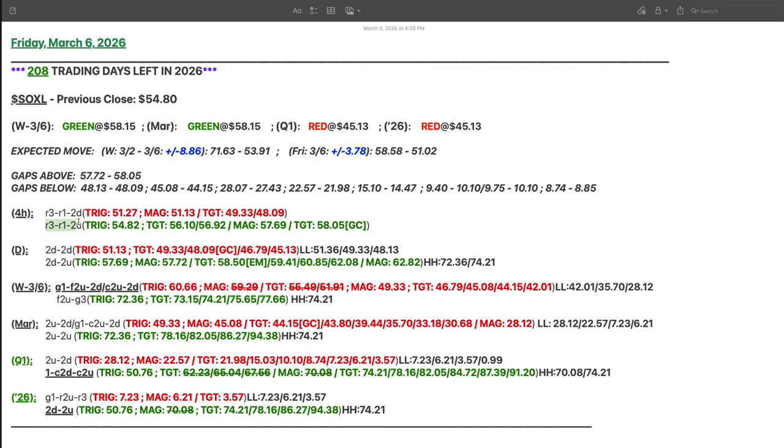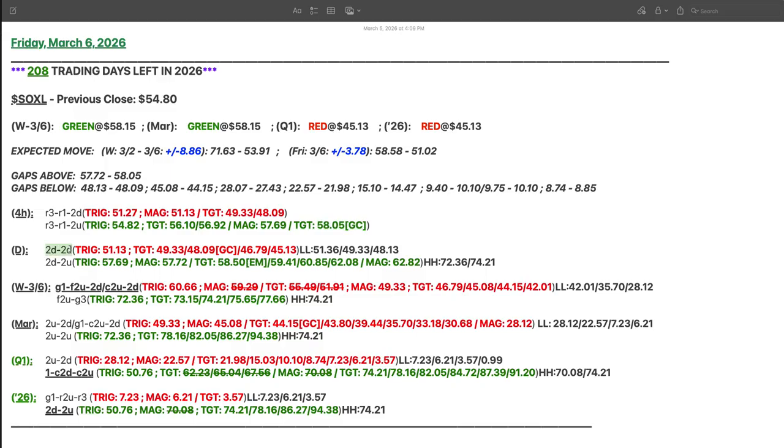If we go to the upside, more magnitude there for just the strat move, triggering at 54.82, and the magnitude of 57.69. Now we are in a downtrend, so it is possible that we reach magnitude, but it's also possible that we hit one of these other points of inflection in between the trigger and the magnitude, and either go sideways or push back down to the downside. Now, if we do reach magnitude and we're still pushing with some momentum, we do have that gap close up there at 58.05. So it is a real possibility still as well.